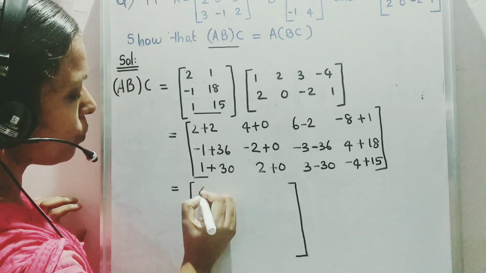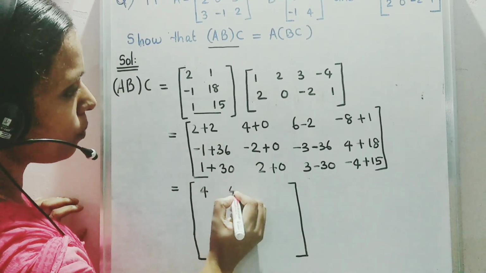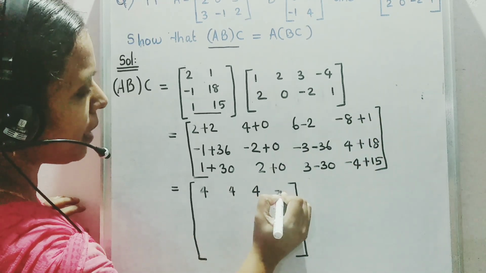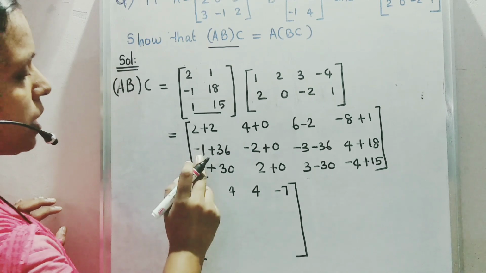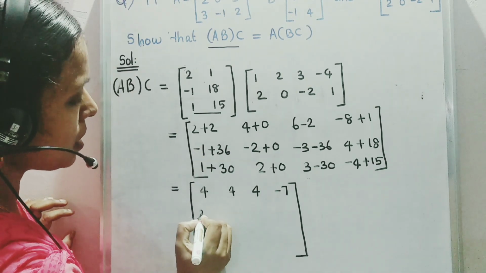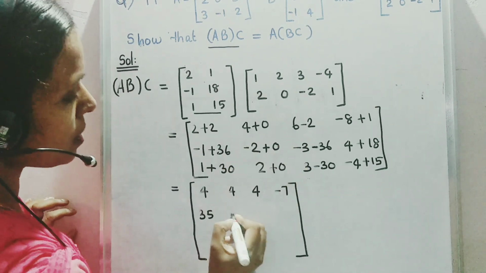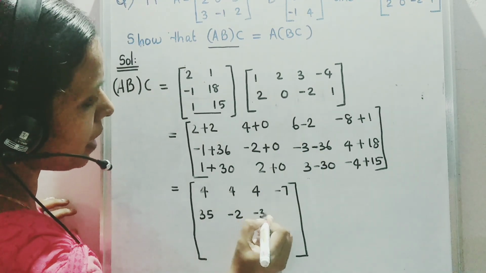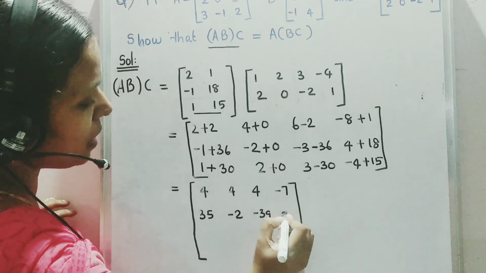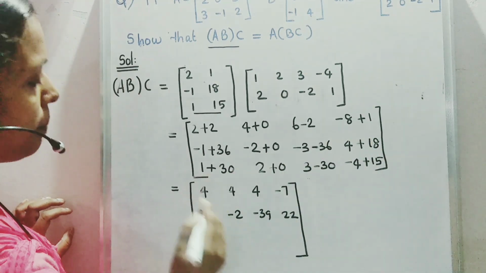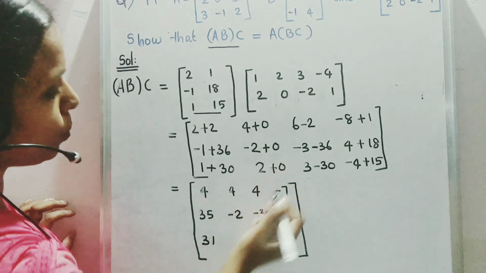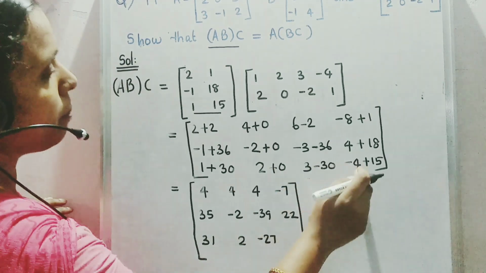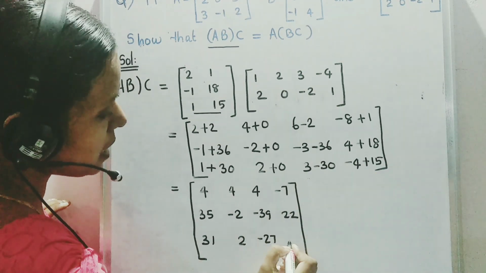2 plus 2, 4. 4 plus 0, 4. 6 minus 2, 4. Minus 8 plus 1, that is minus 7. Next is negative 1 plus 36, that is 35. Negative 2 plus 0, negative 2. Minus 3 minus 36, that is minus 39. 4 plus 18, 22. Next 30 plus 1, 31. 2 plus 0, 2. 3 minus 30, minus 27. Minus 4 plus 15, that is 11.